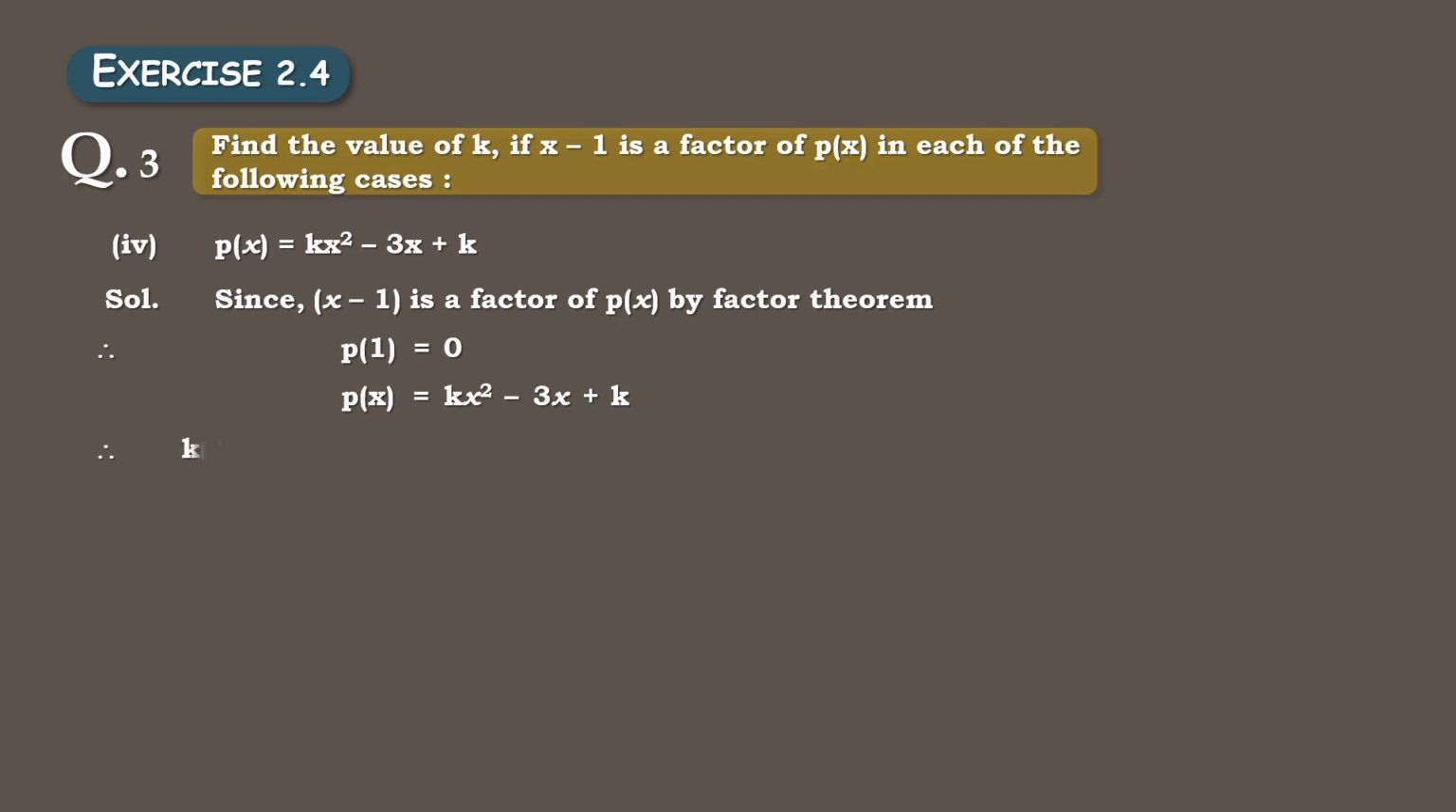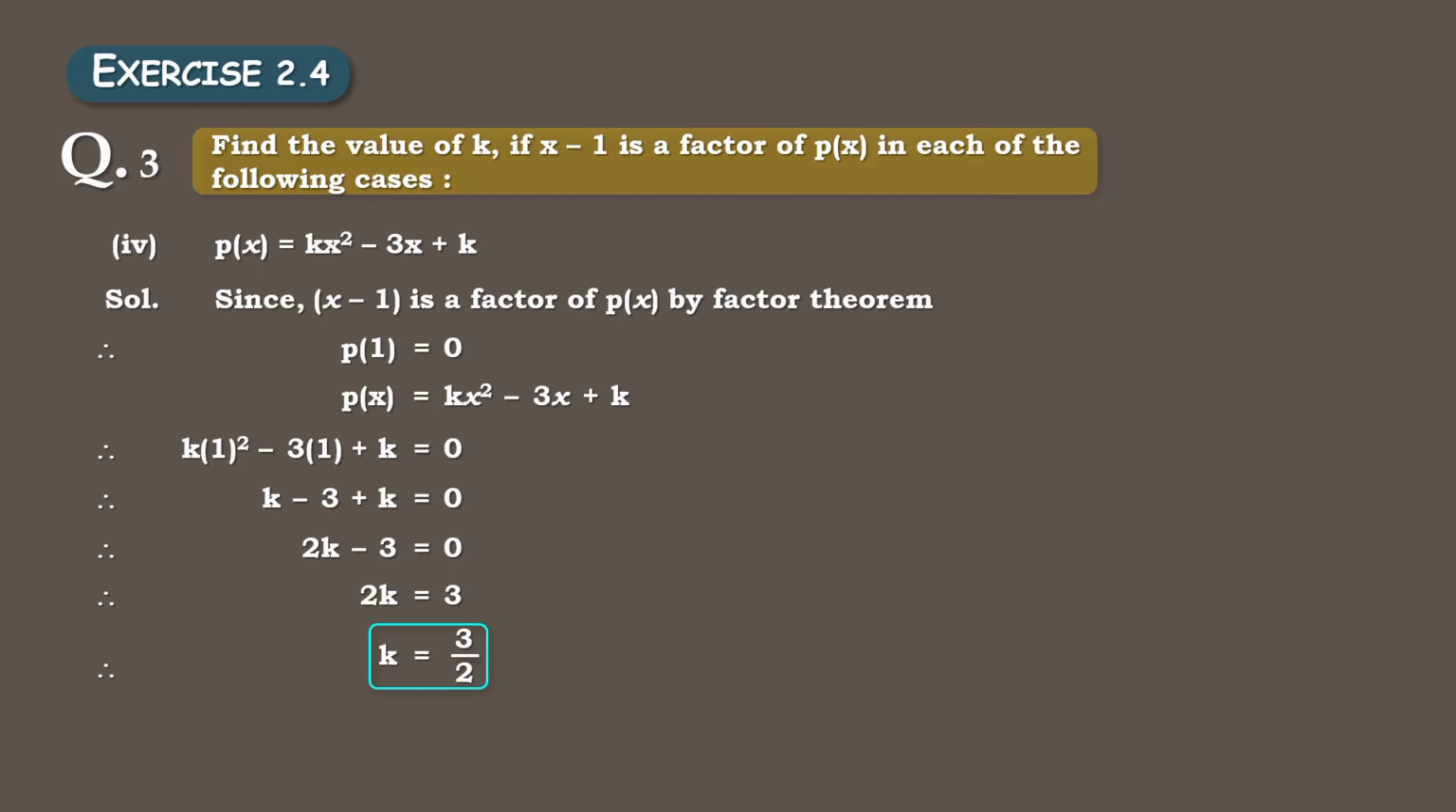When we replace x with 1, the expression becomes k multiplied by 1 squared minus 3 multiplied by 1 plus k. Now we simplify this expression step by step. The value becomes k minus 3 plus k. Combining like terms, we get 2k minus 3. Since x minus 1 is a factor, this value must be equal to 0. So we equate 2k minus 3 to 0 and solve for k. This gives 2k equal to 3. Dividing both sides by 2, we get the value of k as 3 by 2. Therefore, the value of k is 3 by 2.